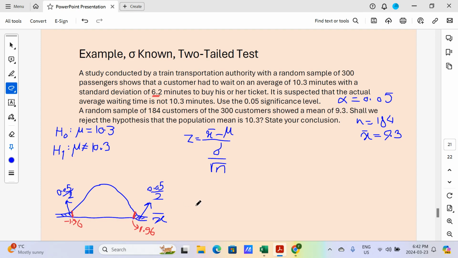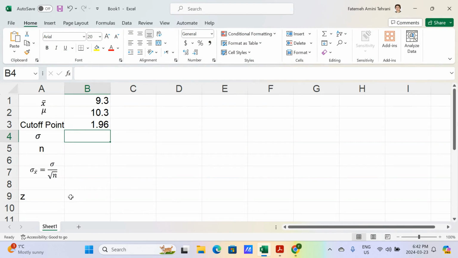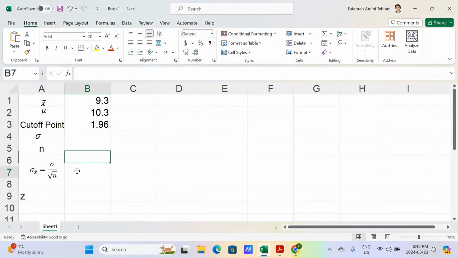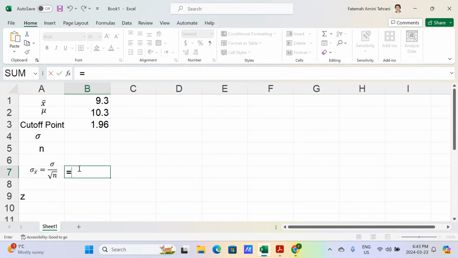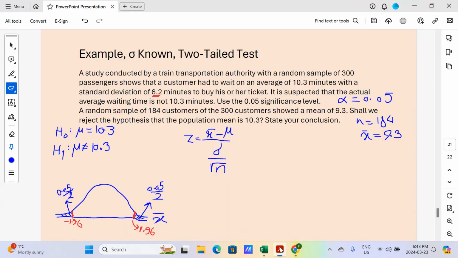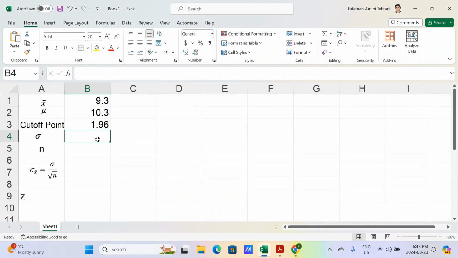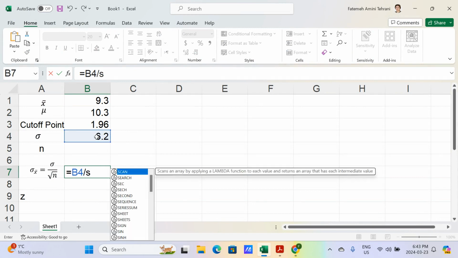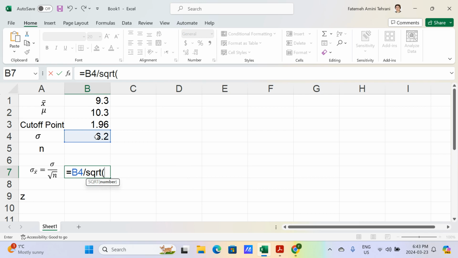We reject the null hypothesis. Let's go to Excel to find Z: X bar minus mu over sigma over square root of n. Look at the Z formula. In the Z formula, first I need to find sigma over square root of n. Sigma in the question is the standard deviation, 6.2. So sigma is 6.2. Let's find this one: 6.2 divided by the square root of n.